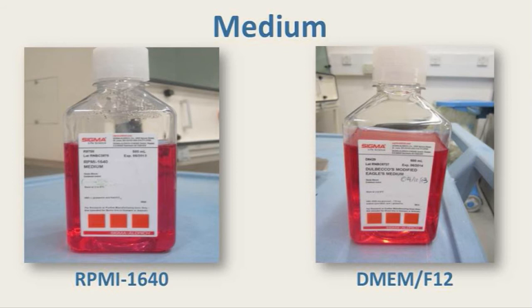RPMI 1640 can be used for the growth of mammalian cells such as leukocytes and carcinoma cells. It contains a glutathione, a reducing agent, and a high concentration of vitamin B12. DMEM F12, Dulbecco's modified Eagle medium nutrient mixture F12, can be used for the growth of mammalian cells such as rat fibroblasts. It contains a high concentration of glucose, amino acids, and vitamins.